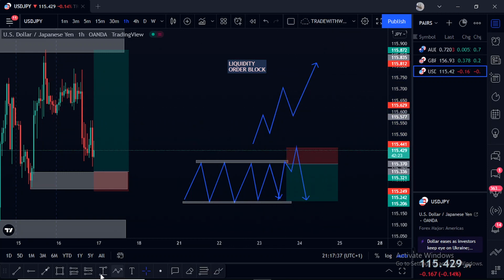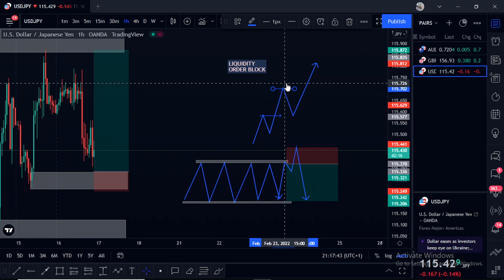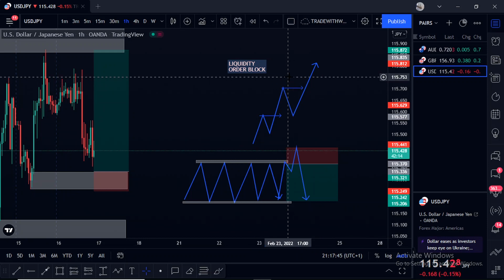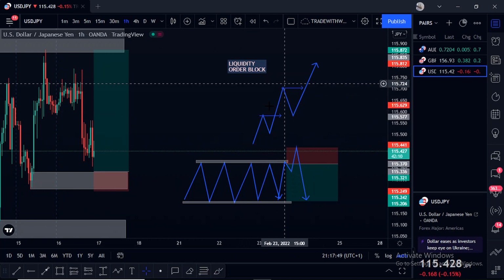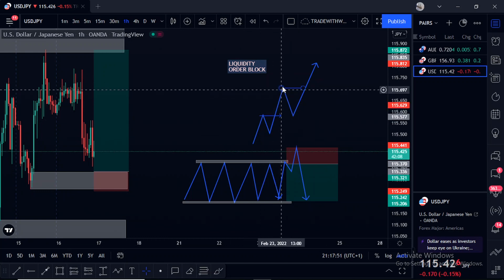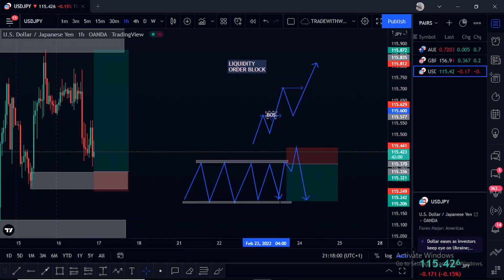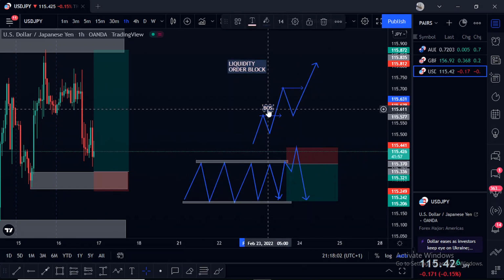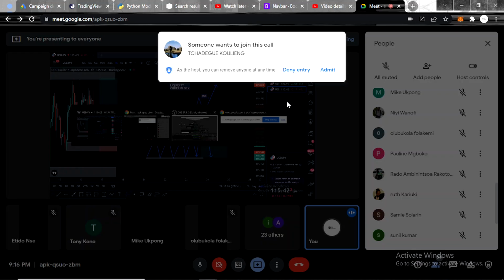From what we can see here, there's a break of structure here and here also. You can see that there's a breakout of this structure here. This is an uptrend, so this is a higher high, higher low, higher high. So there's a breakout of the previous higher high. That's what we refer to as a break of structure. Let me put BOS there. Let me use 14. So we have break of structure.